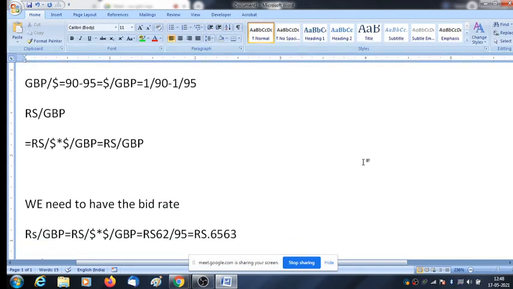But we have here GBP in terms of dollar. So we require dollar as numerator, but instead we have dollar as denominator. That is the problem. Agree with me or not?